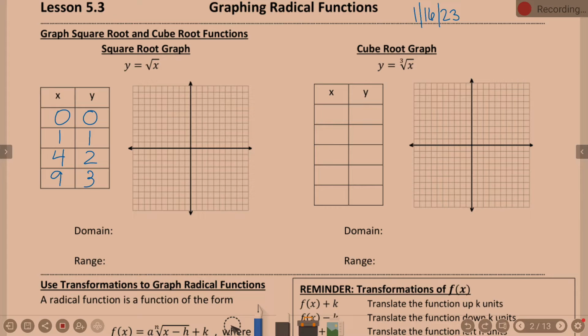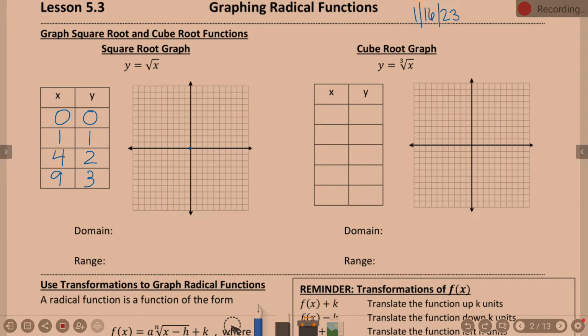Well, can we take the square root of -1? No. Can we take the square root of a negative number? No. So is there a reason I avoided negatives on my XY chart? Yep. There is. Okay, so go ahead and graph this.